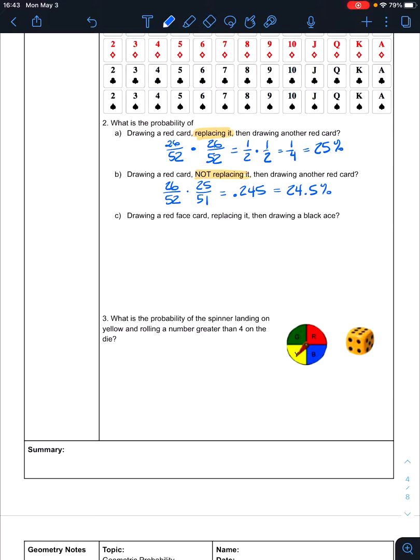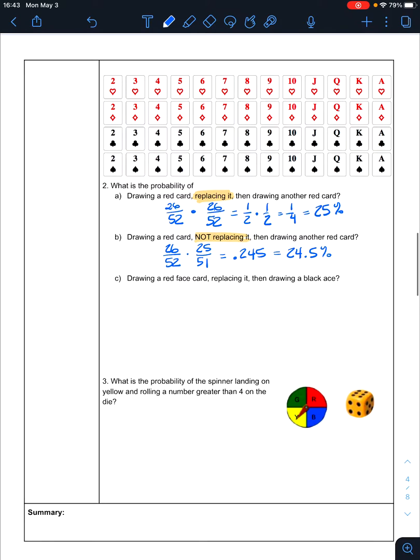What's the probability of drawing a red face card, replacing it, and then drawing a black ace? Okay, so let's look at this. So drawing a red face card. So if we go back up here, we have 6 red face cards. So it's 6 out of 52. I reach in, I get one, I look, oh, I got a red queen. I put it back in because it says I replace it.